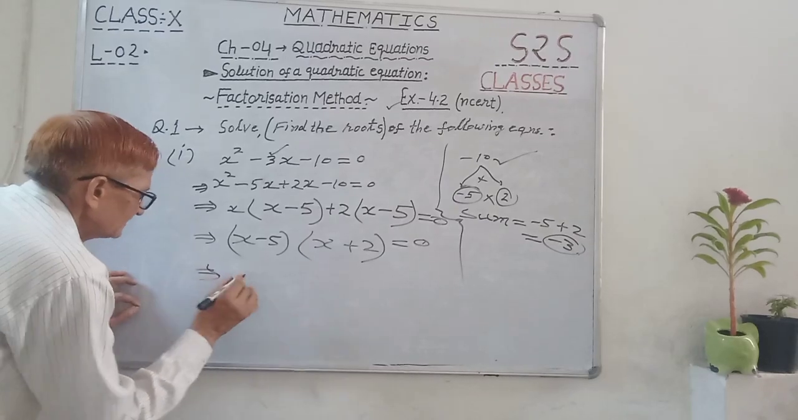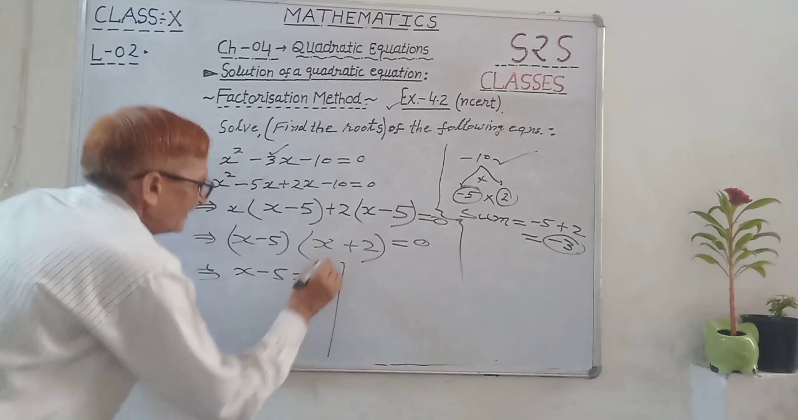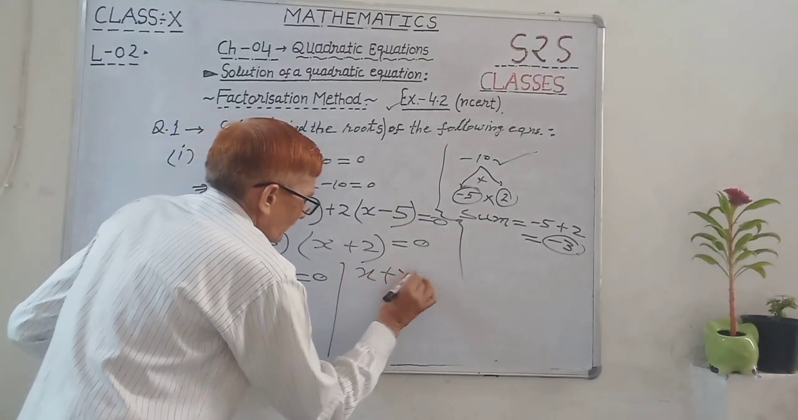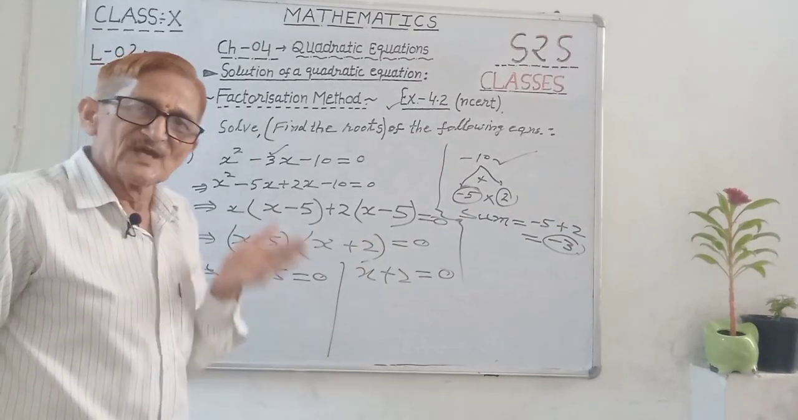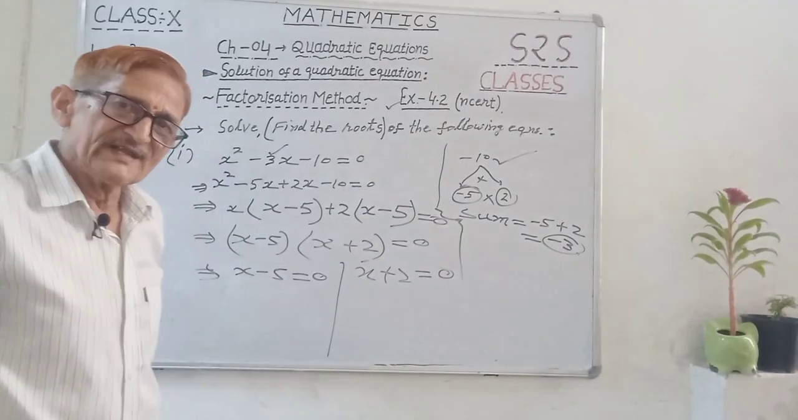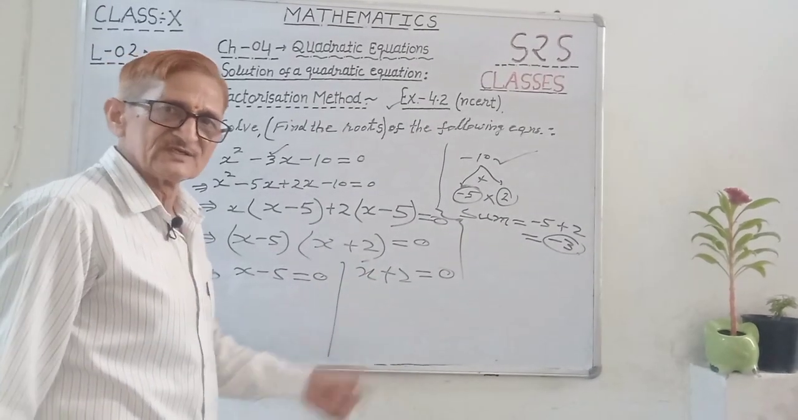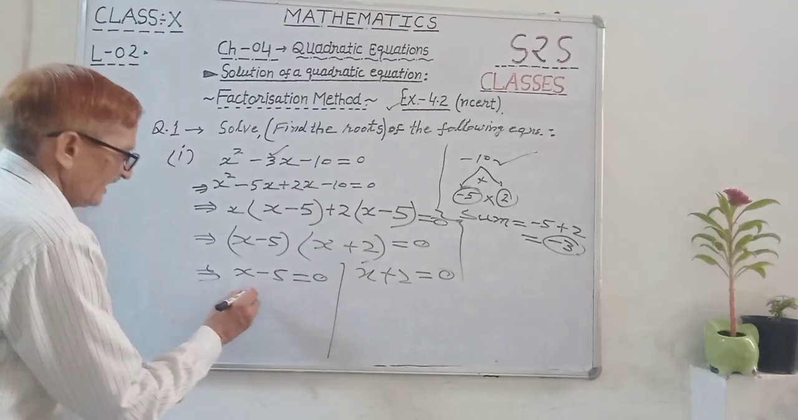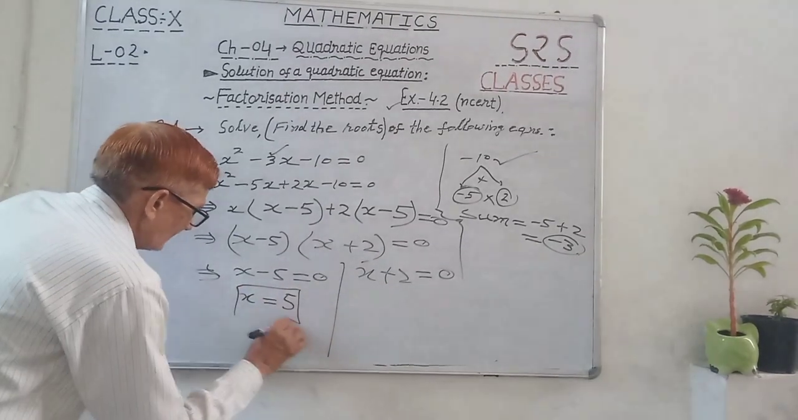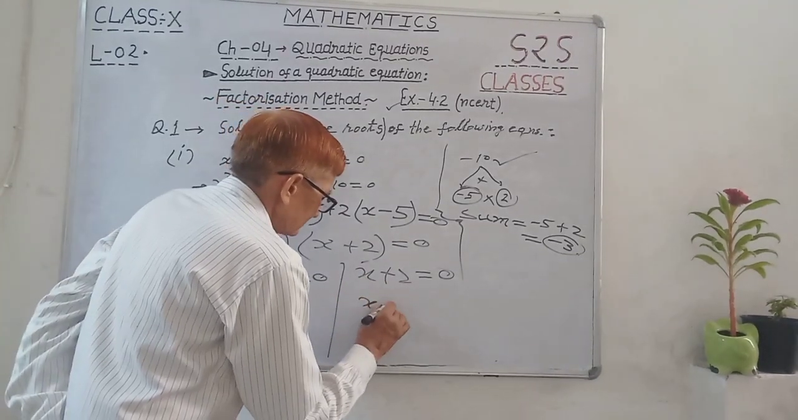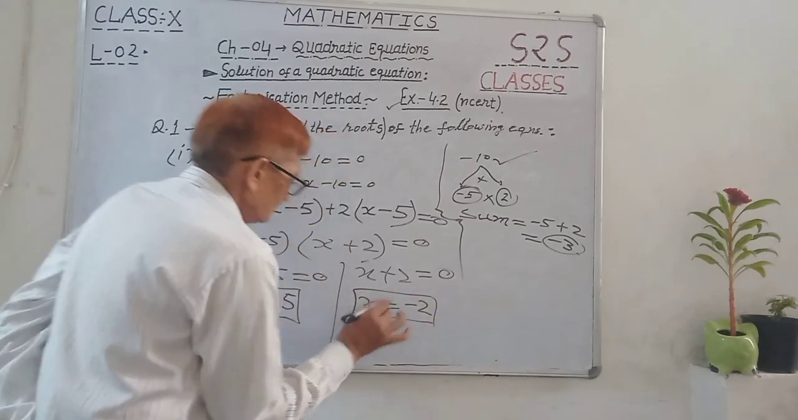Then what is the solution? x minus 5 equal to 0 and x plus 2 equal to 0. If the product of two numbers is 0, then both are 0 or any one must be 0. So putting them one by one equal to 0: x minus 5 is equal to 0, then x is equal to 5. The other value of x is x equal to minus 2. These are two values of x.